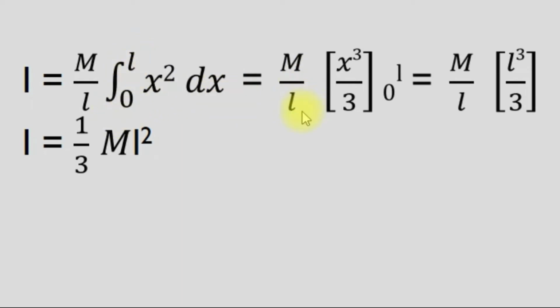So you have m by L, integration of x squared is x cube by 3. Substituting the limits, we have m by L into L cube by 3. So simplifying, cancelling the L in the denominator with L cube in the numerator, we have 1 by 3 m L squared.